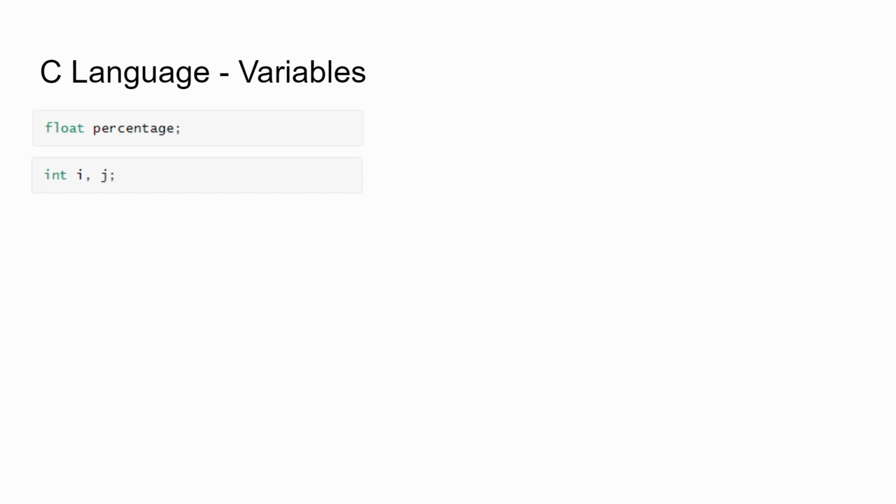For percentage, i and j, these values are undefined. The compiler can't guarantee to us that percentage, i or j have a specific value like 0. They could be anything. It's going to have a value of whatever was in that spot in memory before we declared it. Usually it's some huge number, either a huge number or a huge negative number.